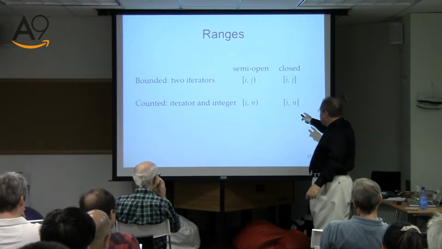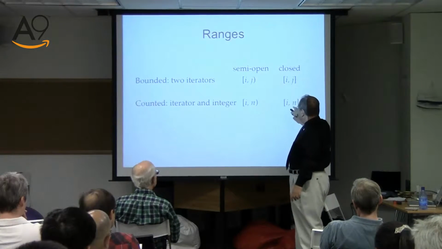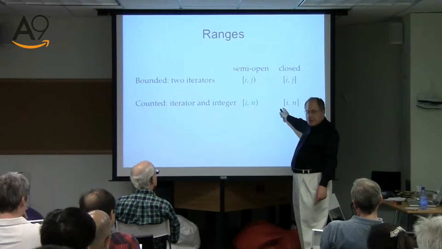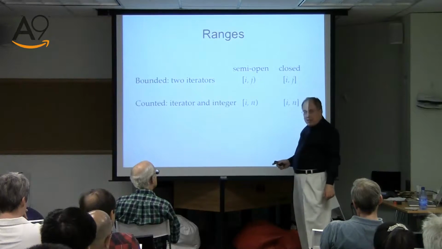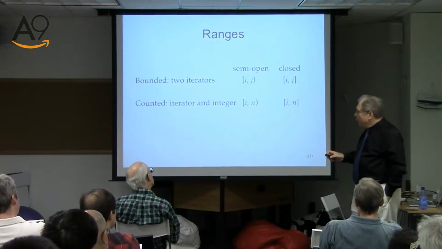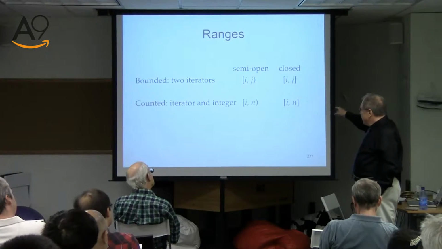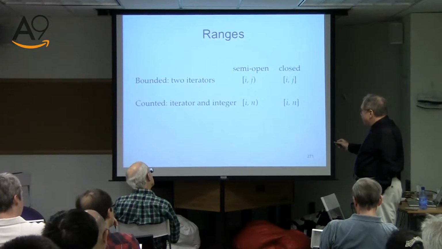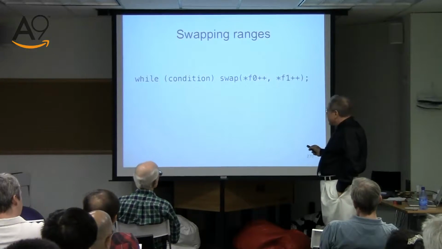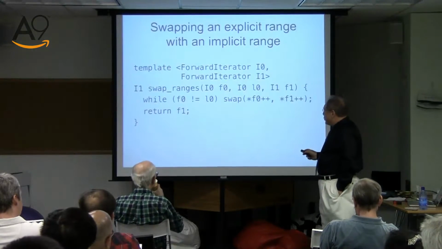For example, the guy in this corner, which is counted closed range, of course, requires that n is greater than 0. You cannot have a closed interval which is also empty. Right? It just doesn't happen. So, but sort of these are 4 things. So we will try to apply this somehow to these ranges.